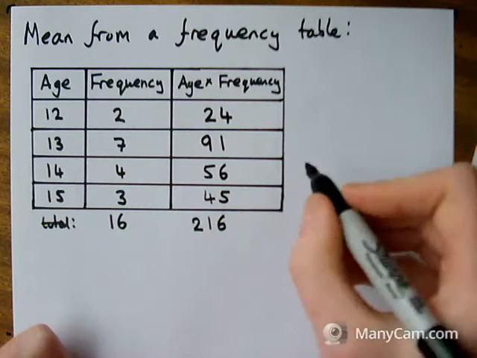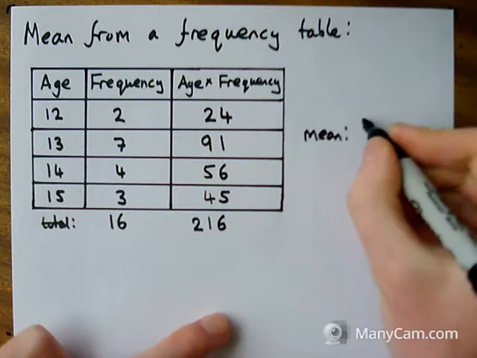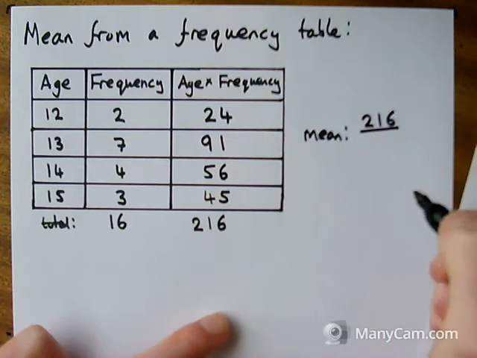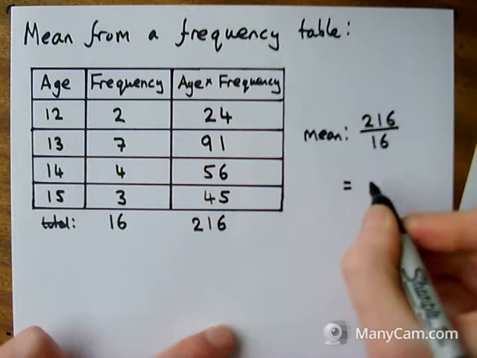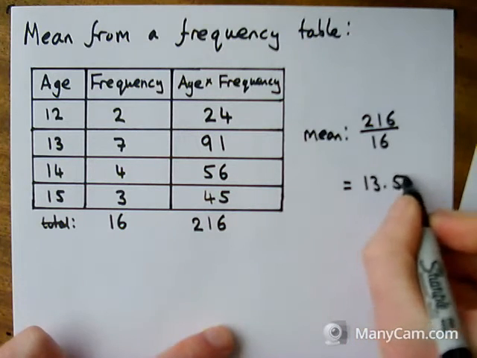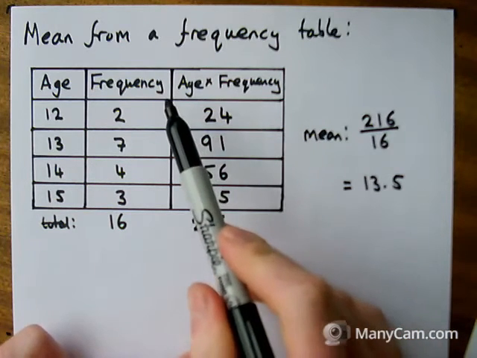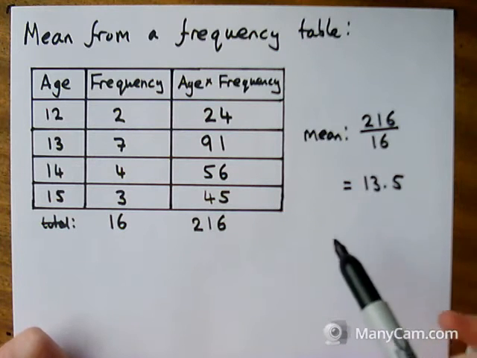So to work out my mean, I would now do 216, so the total, divided by how many we've got, which is 16, and then that answer ends up being 13.5. So my mean average for this frequency table is 13.5 years old.